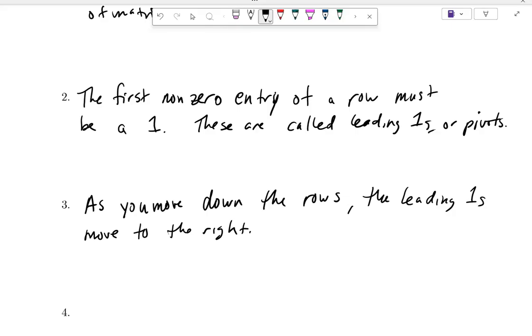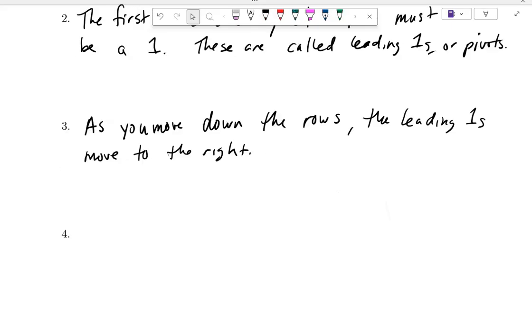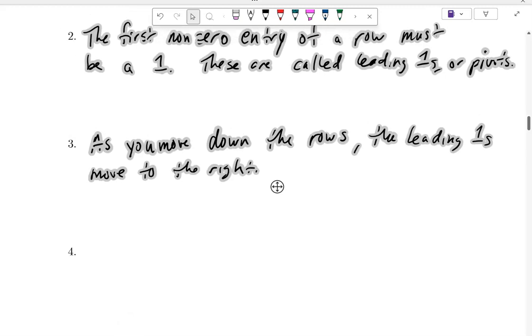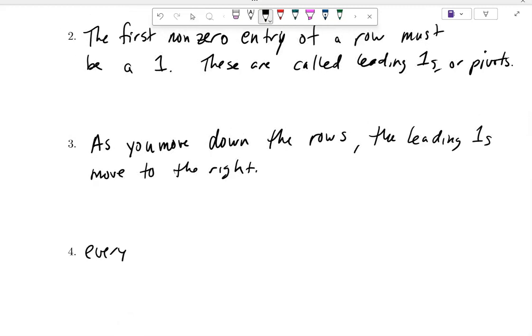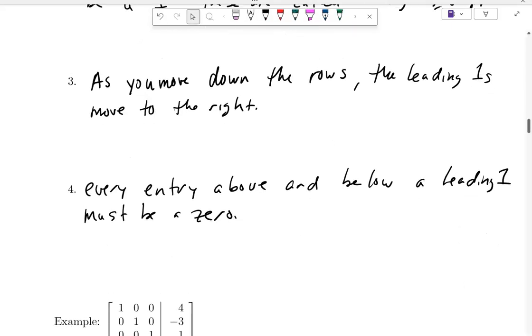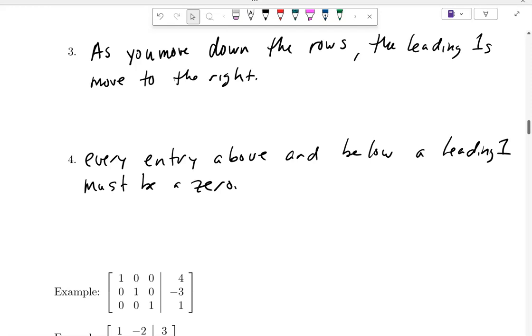Okay? That's the idea. The last thing, to put it in reduced row echelon form, is that every entry above and below a leading 1 must be a 0. It has to have zeros above and below it. Okay? This is what puts a matrix in reduced row echelon form. So let's look at this one example. We'll do more of this next time, but let's look at this one example before we go.